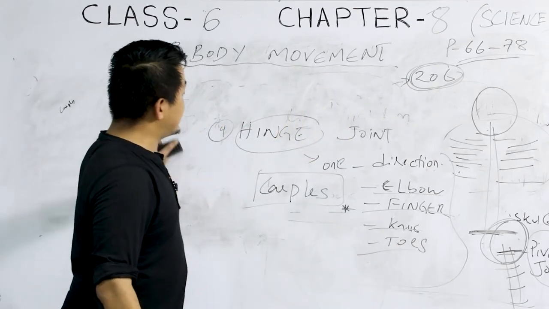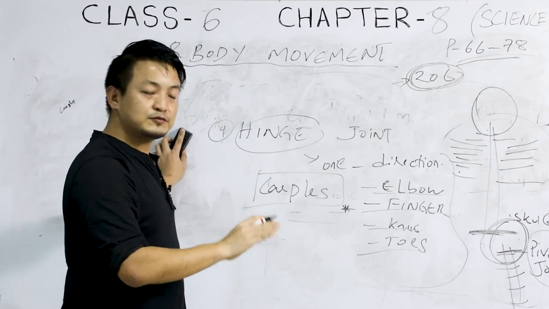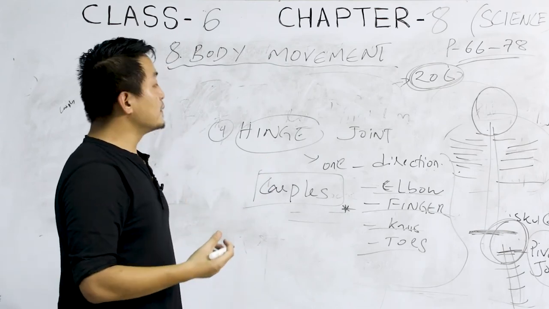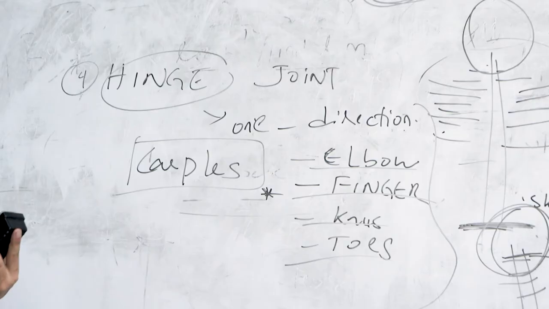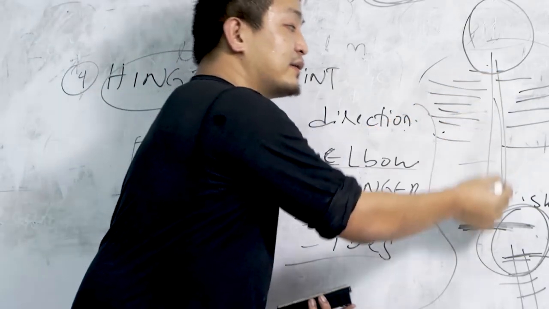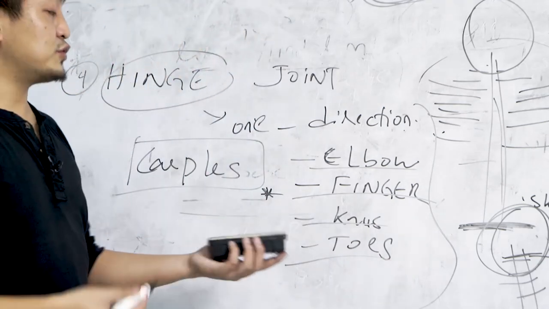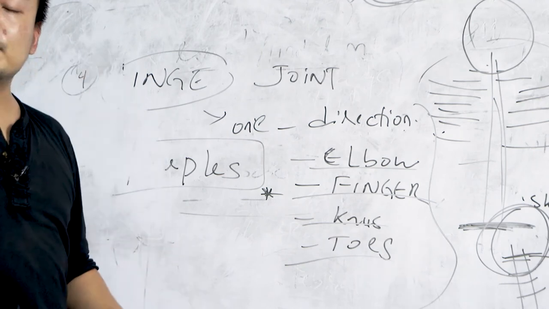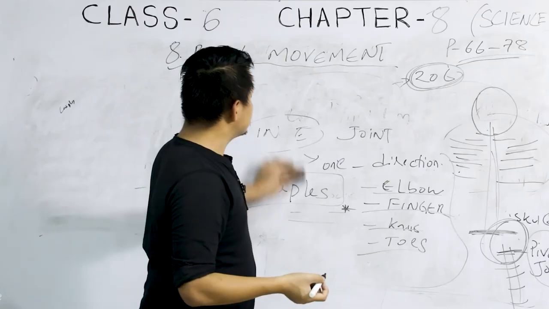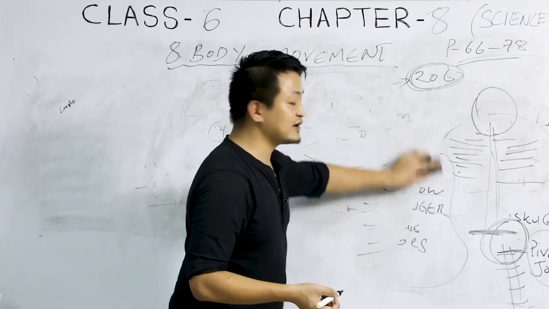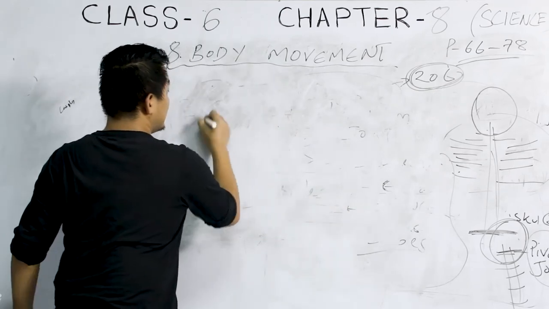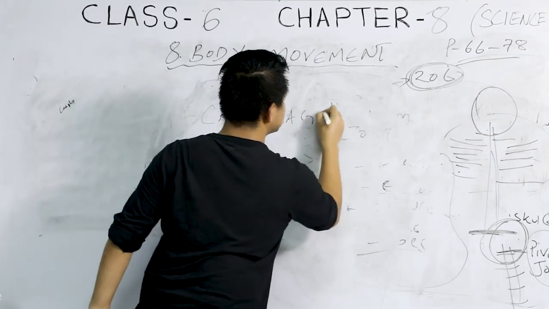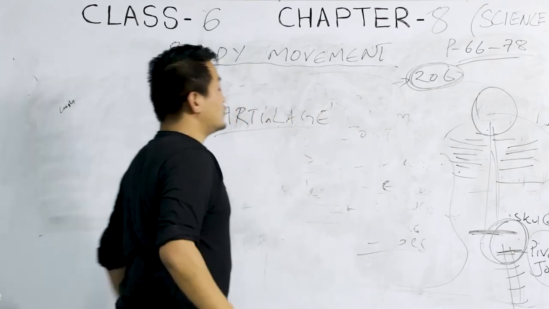Okay, students, we have discussed all the four joints which are present in the human skeleton and which are mentioned in your text. We have discussed the skull, the rib cage, the backbone or spine, and also the arm limb and the hind limb. Now, apart from the bones and the muscles in our human skeleton, there are also some additional parts, that is cartilage, C-A-R-T-I-L-A-G-E.